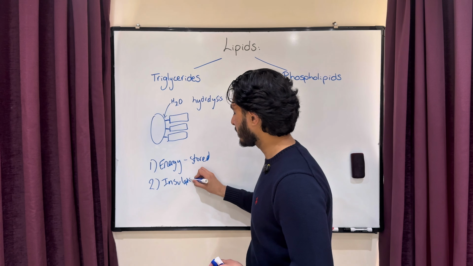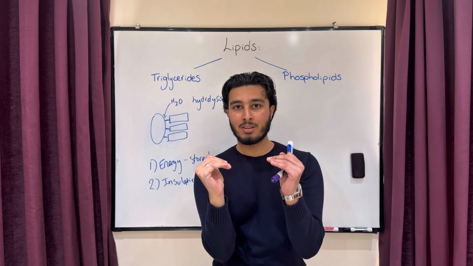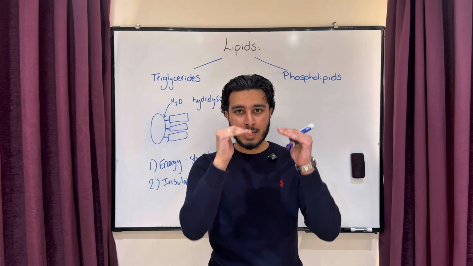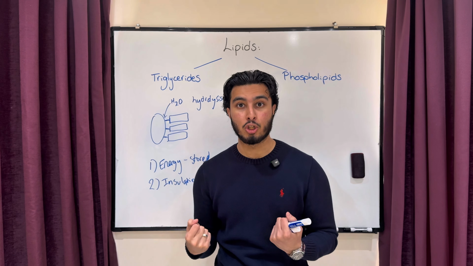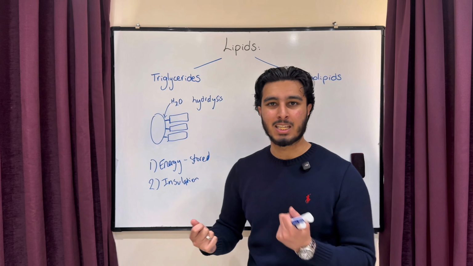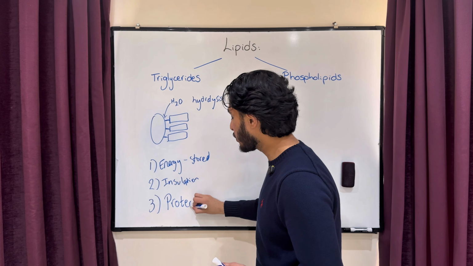So what happens is you've got this layer underneath your skin. We can call it subcutaneous fat. It's a layer under the skin that provides you warmth. It provides you insulation just to keep you warm. And the final thing, which is really, really important, is for protection.